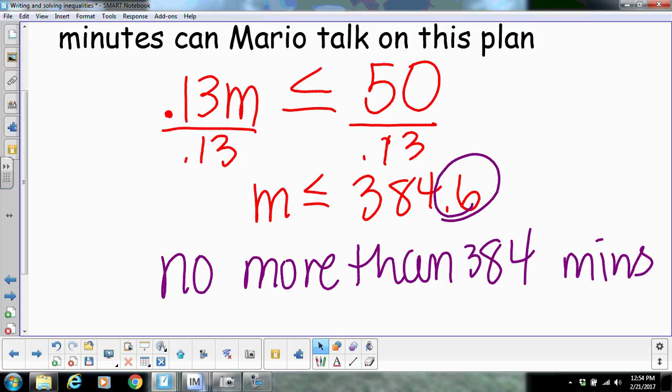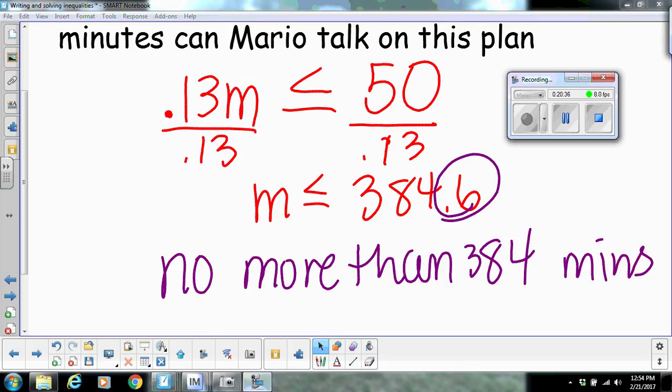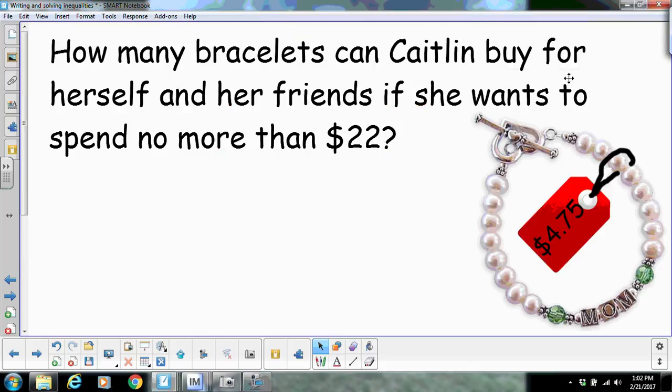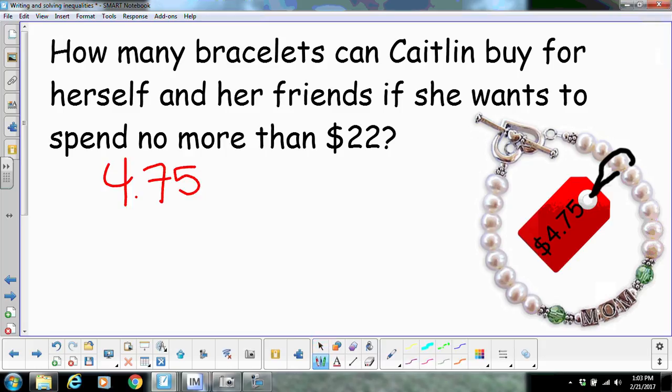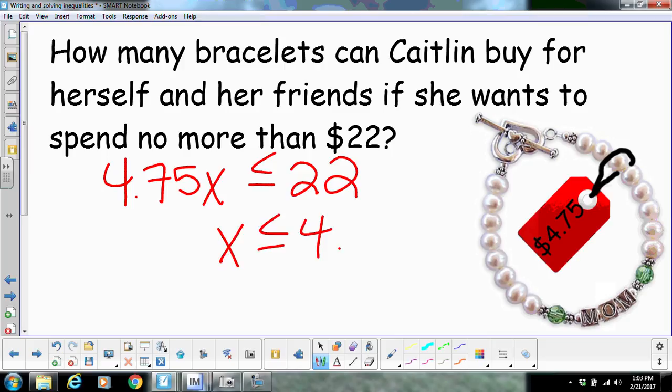All right, I'm going to give you a few minutes to work on the ones that are on the back. There are 4 of them, I believe. What do you think? How'd you set it up? All right, they are $4.75 a piece, right? And that needs to be less than or equal to the $22 that she has. Okay, so we divide by 4.75, and what did you get? You get 4.6. Okay, so can she make 4.6 bracelets? No, so she would have to make 4 or less. She'd have to buy 4 or less. And she can buy 4, or she can buy 3, 2, 1. But she can't buy 5.